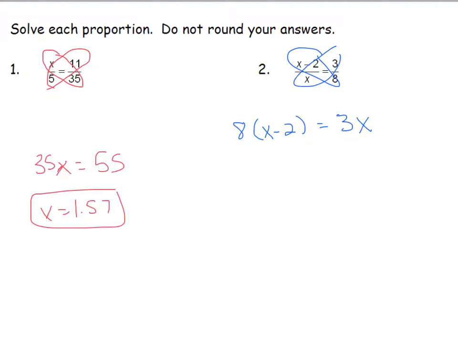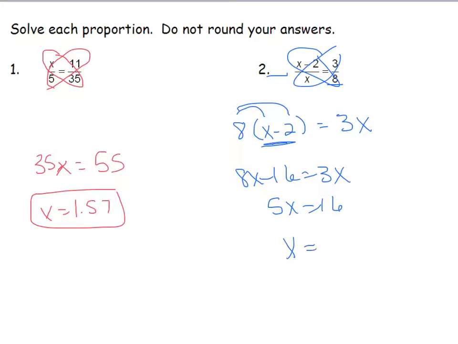All right, so if you set this up, this is what it should look like. You have your 8 times your x minus 2 equals the 3 times x. You're going to notice you're going to have to multiply everything over here by this 8. So you're going to have to distribute. You have to be very careful because if you just take 8 times x, it's not going to give you the same answer. So you should have 8x minus 16 equals 3x. If you solve, you get 5x is 16. So in order to make this a correct proportion, x will have to be 3.2.